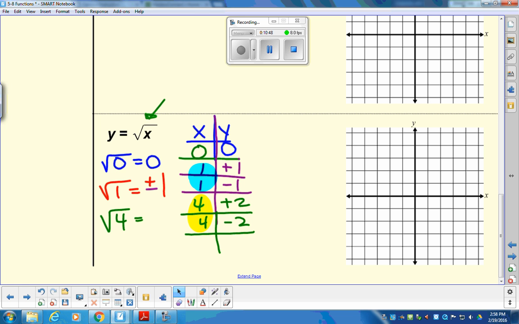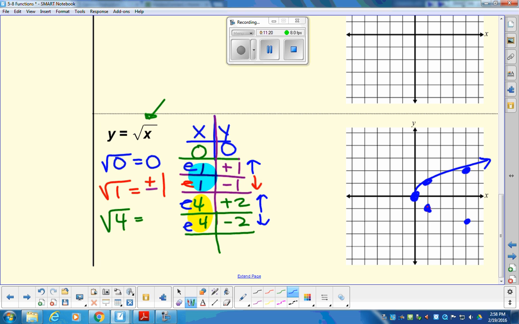But let's take a look at the graph of what happens when we actually graph that. So we have 0, 0, the origin. We have 1. Elevators at 1 go up 1 floor: 1, 1. Elevators at 1 go down 1 floor: 1, negative 1. Elevators at 4 go up 2: 1, 2, 3, 4, up 2. Elevators at 4 go down 2: 1, 2, 3, 4, down 2. So we have this parabola that's shaped sideways.